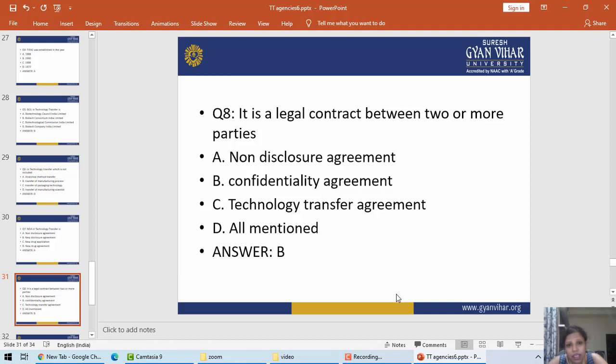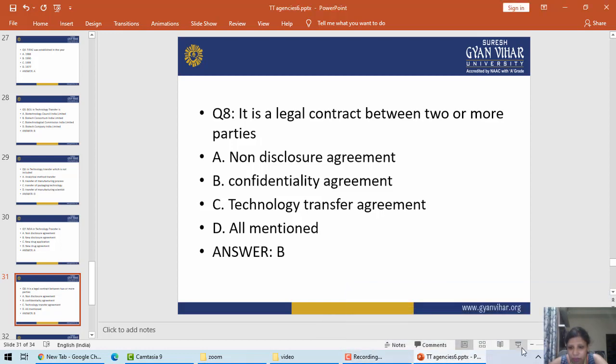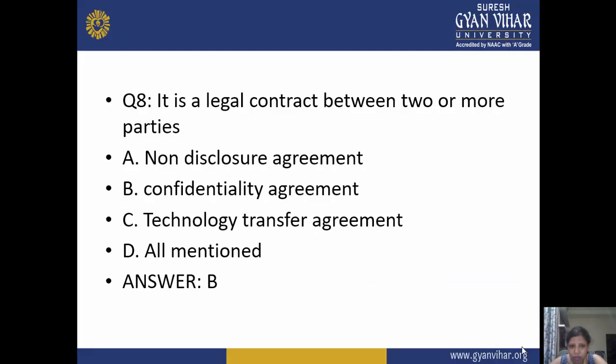Now, it is a legal contract between two or more parties. Non-disclosure agreement, confidentiality agreement, technology transfer agreement, or all mentioned? So I think the answer is the confidentiality agreement. It is a legal contract between two or more parties. The answer is confidentiality agreement.